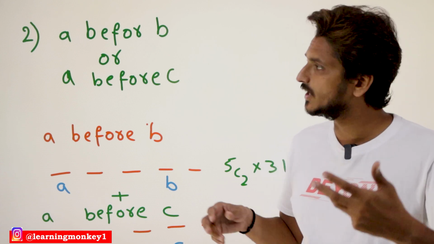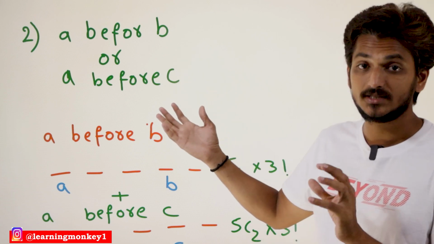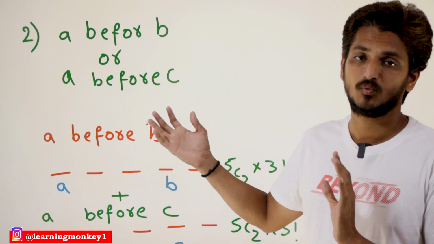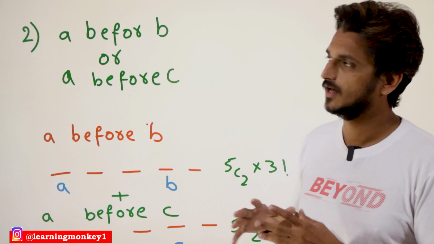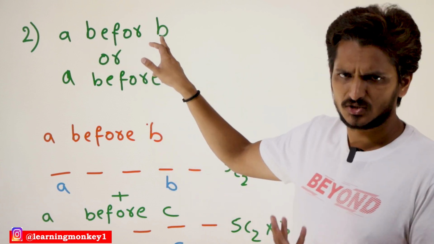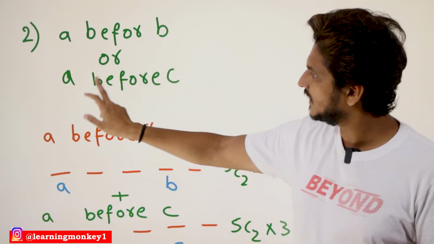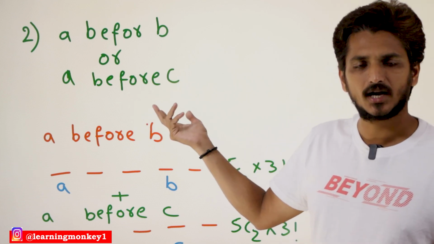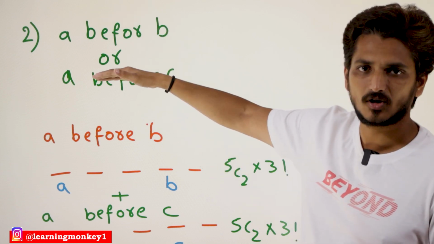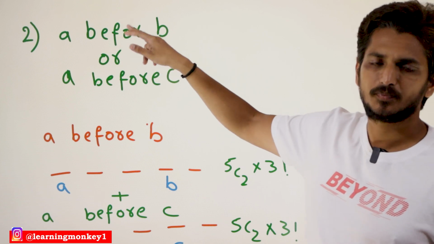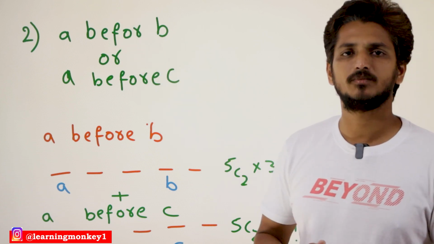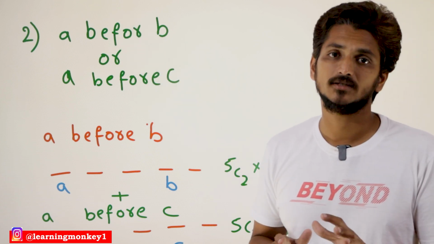What's the thought we are going to get? It's very easy, but there is a twist in this example. What's the twist we need to understand here? A before B is one condition, or A before C is the second condition. Solve this one separately, solve that one separately, place a plus in between, and that is the total permutations. No, that is not the case.